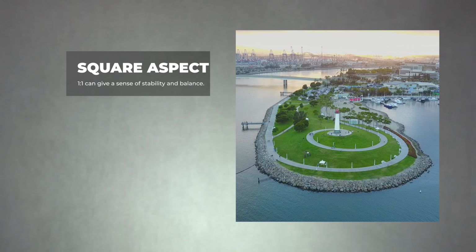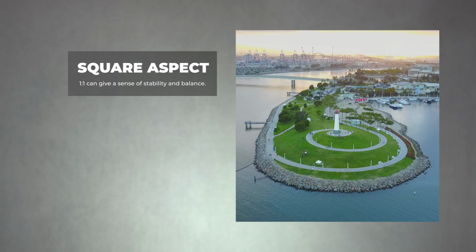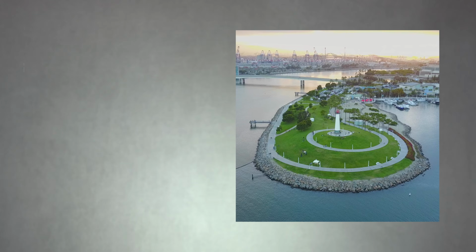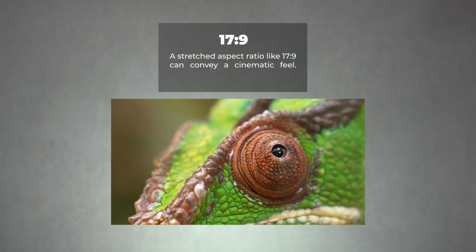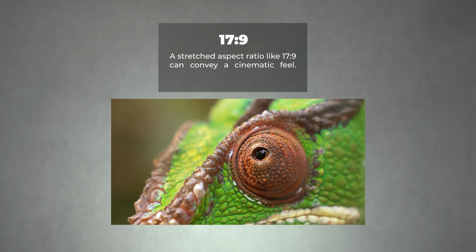The aspect ratio can also affect a video or image's perceived mood or message. For example, a square aspect ratio like 1:1 can give you a sense of stability and balance, while a stretched aspect ratio like 17:9 can convey a cinematic feel.